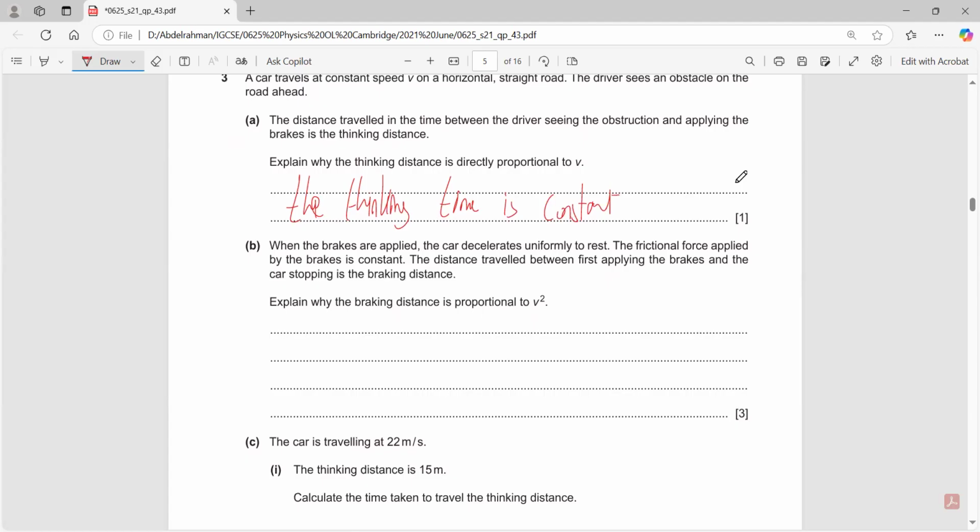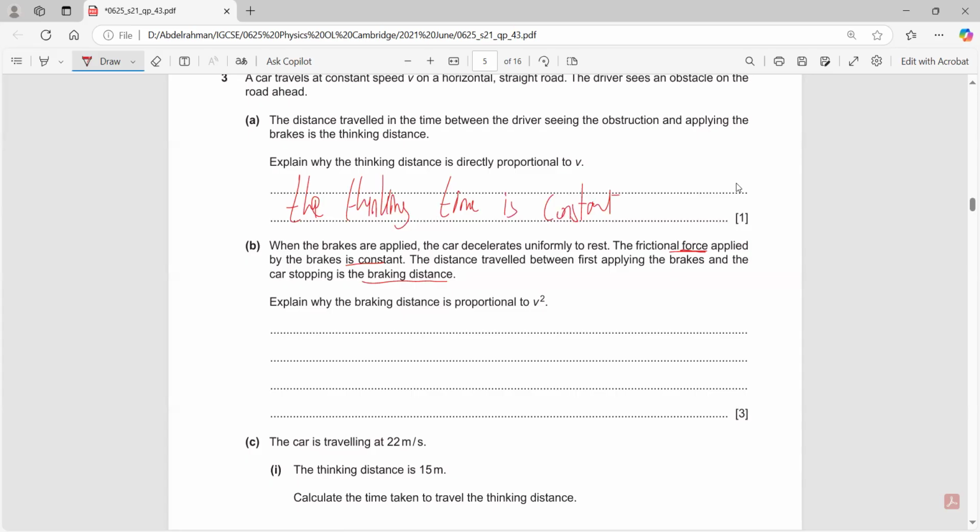When the brakes are applied, the car decelerates uniformly to rest. The frictional force applied by the brakes is constant. Think about this very carefully. The frictional force is constant. The distance traveled between first applying the brakes and the car stopping is called the braking distance. So from when I apply the brakes until I stop, I'll call this distance the braking distance.